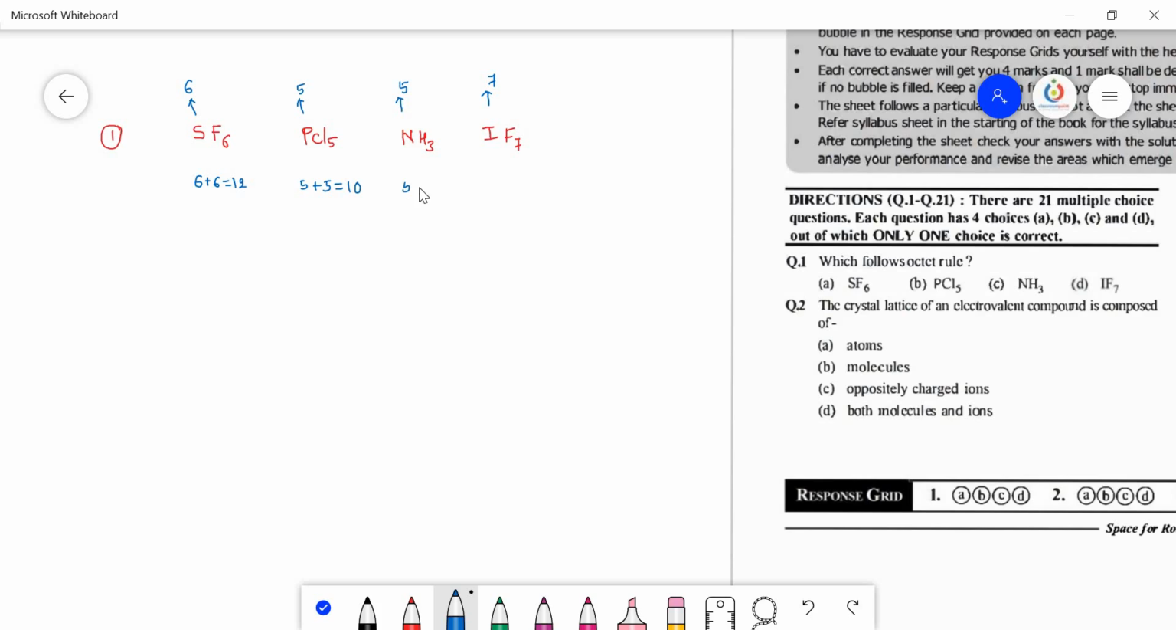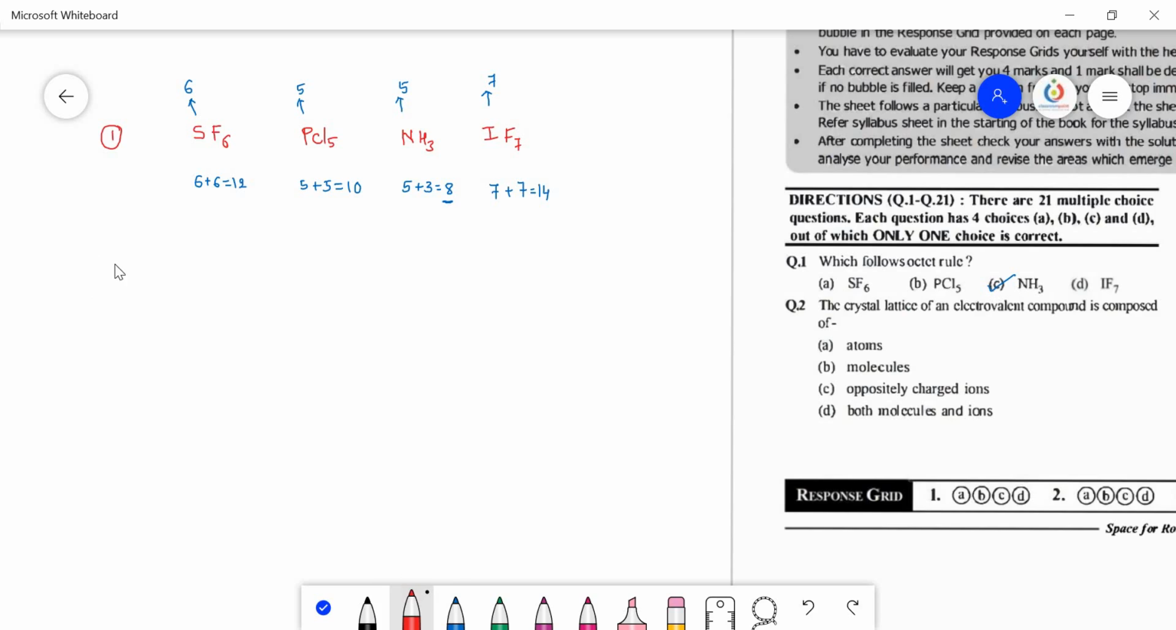Here nitrogen valency is 5. There are 3 hydrogens, 3 bonds, which equals 8. And here iodine 7 valency and there are 7 fluorine atoms, which equals 14. So the molecule having 8 electrons around it is the one that follows the Octet rule. Here ammonia is having 8 electrons around the nitrogen atom, so option C is correct.